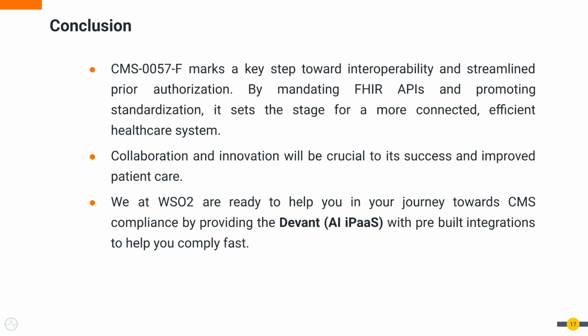The CMS-0057-F Final Rule marks a significant step forward in improving interoperability and streamlining prior authorization in healthcare. Among its key provisions, the Patient Access API plays an important role in empowering individuals with timely access to their clinical, claims, and prior authorization data, laying the foundation for truly patient-centered care. By mandating FHIR APIs and promoting data transparency, CMS-0057-F fosters a more connected, efficient, and responsive healthcare ecosystem.